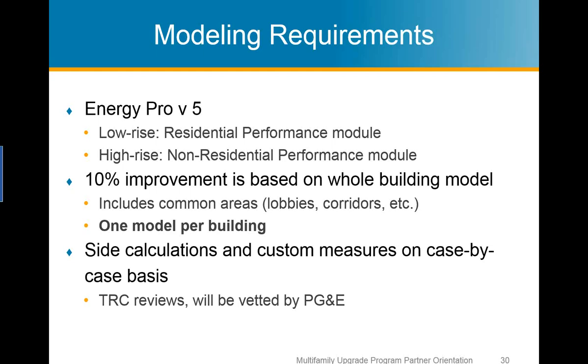Side calculations and custom measures are accepted on a case-by-case basis. So if you do have something that can't be modeled in EnergyPro and are doing an acceptable engineering calculation, or are interested in a custom measure, such as low-flow fixtures, that can't be modeled in the Alternatives tabs in EnergyPro, please contact the program staff to see eligibility. There are several resources out there through the California Energy Commission that have many of the approved work papers listed for custom measures. Please feel free to always contact program staff if you have any questions about whether it's an eligible measure.